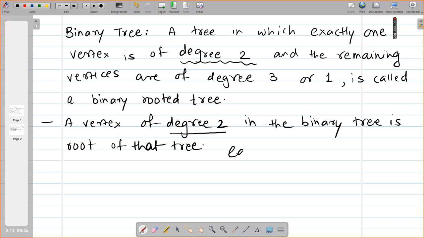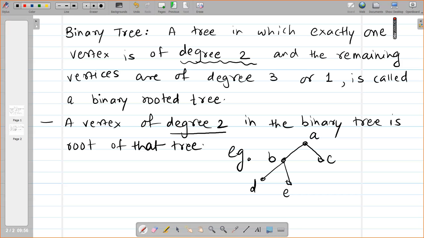So for example, if I draw a binary tree, see, there is one vertex, 2 branches are coming out. Can you see? From A, I am having 2 branches. Okay. From B, I am having again 2 branches. So what happens? What is the degree of B? 3. Degree of D, E and C? They are pendant vertices. You understand this?